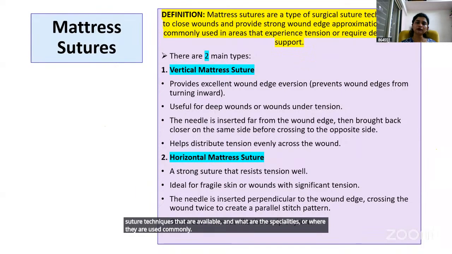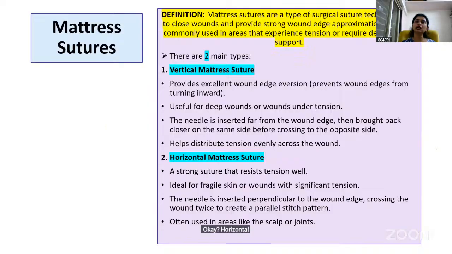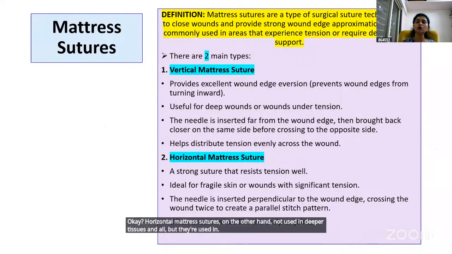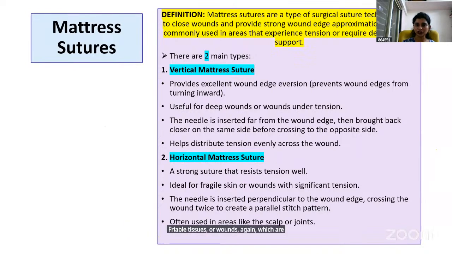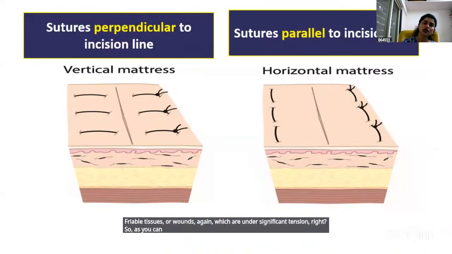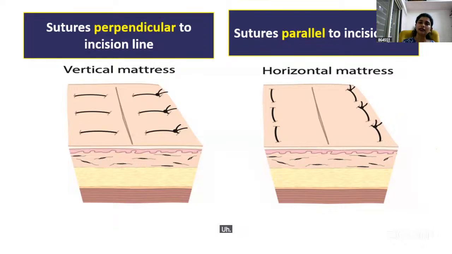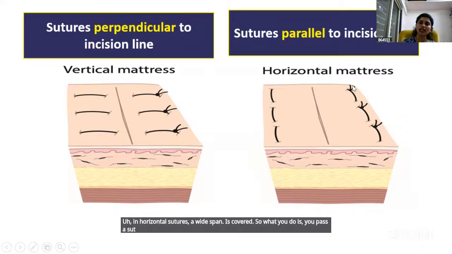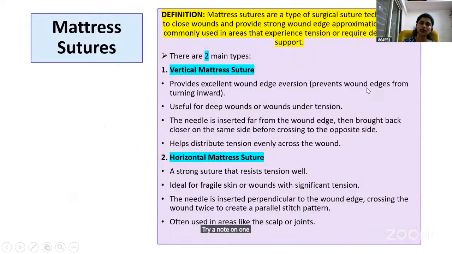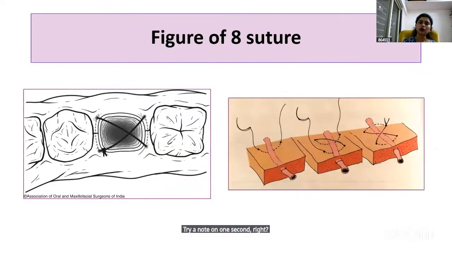Okay. Horizontal mattress sutures, on the other hand, are not used in deeper tissues, but they are used in friable tissues or wounds, again, which are under significant tension, right? So as you can see in horizontal sutures, a wide span is covered. What you do is you pass the suture material from one end, you bring it out from the other end, then pass from the same end, bring it out from the other end, and then you tie a knot on one side, correct? So that was about mattress sutures.